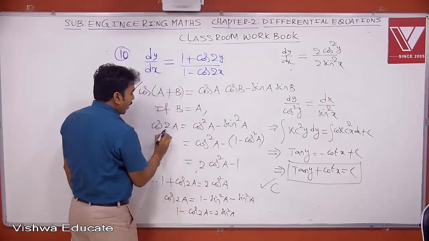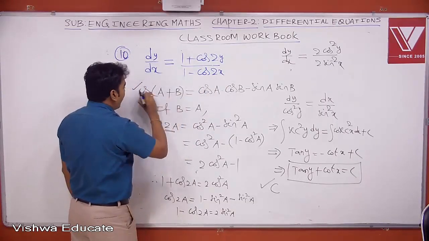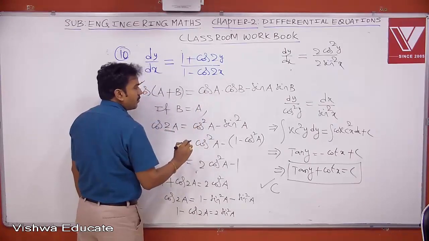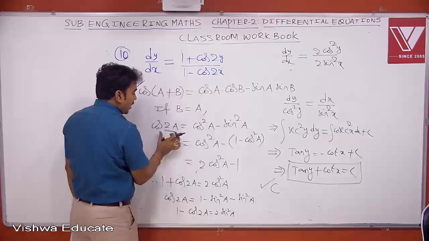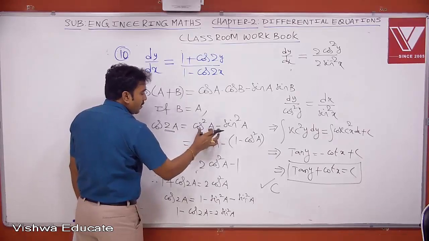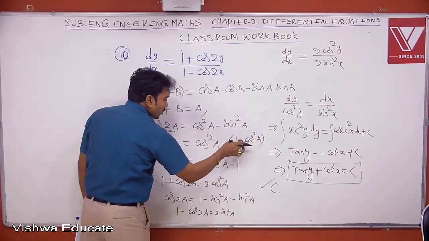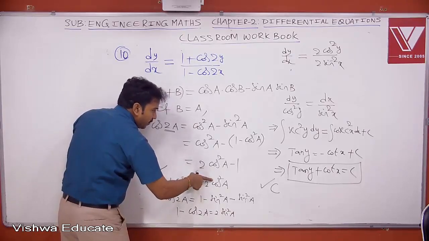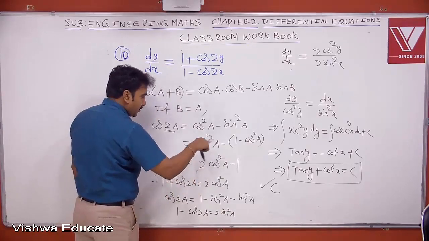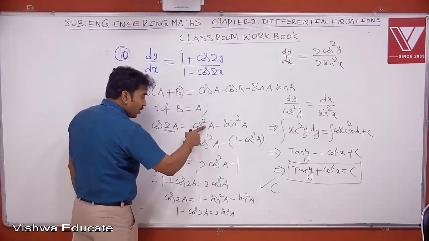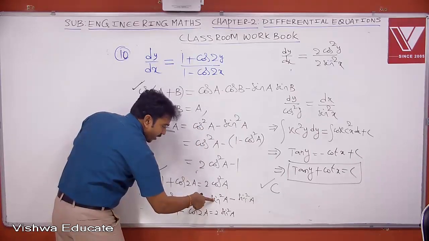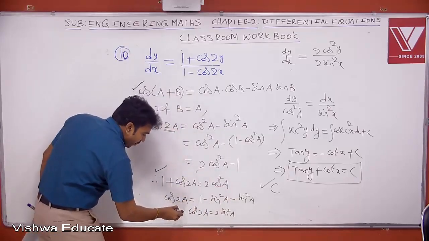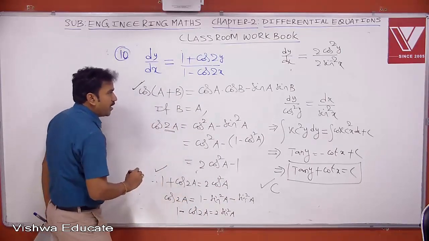So in general, I want cos 2a. The general formula for cos of a plus b is cos a cos b minus sin a sin b. If b is a, then cos 2a becomes this. Replace sin square a by 1 minus cos square a, you get the expression for 1 plus cos 2a in terms of cos square a. If you want the expression in terms of sin square a, replace cos square a by 1 minus sin square a, keeping sin square a as it is. Then the result is 1 minus cos 2a equal to 2 sin square a.